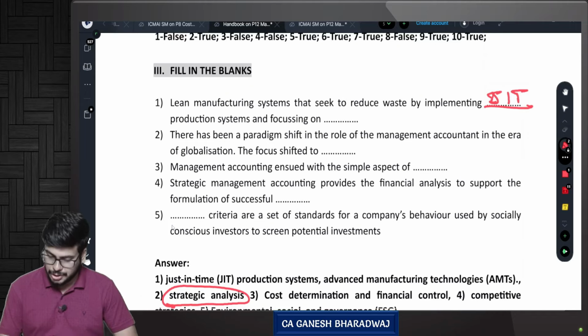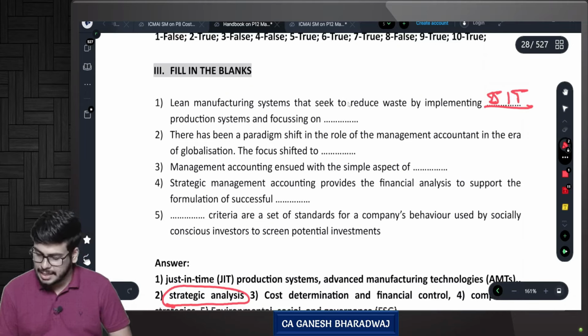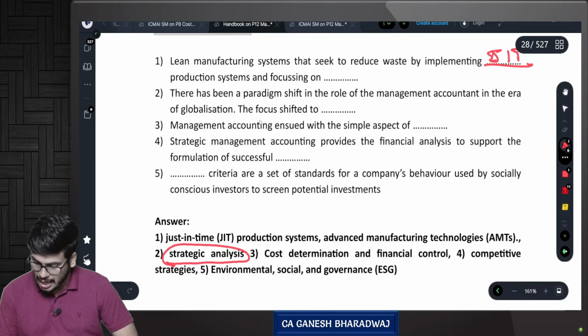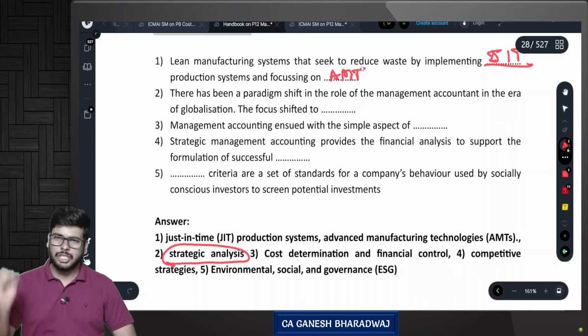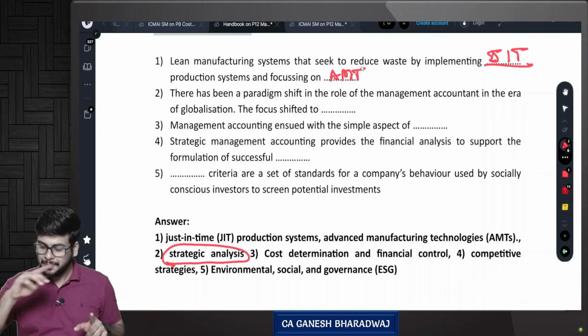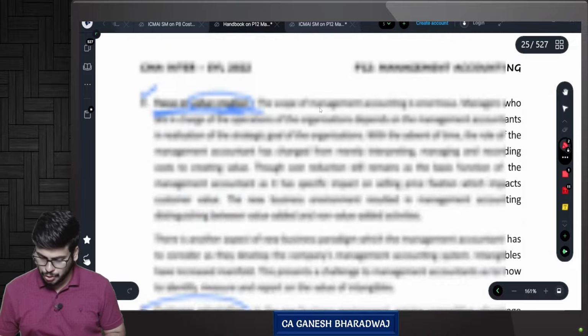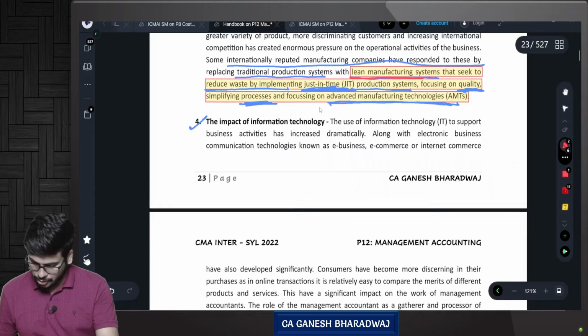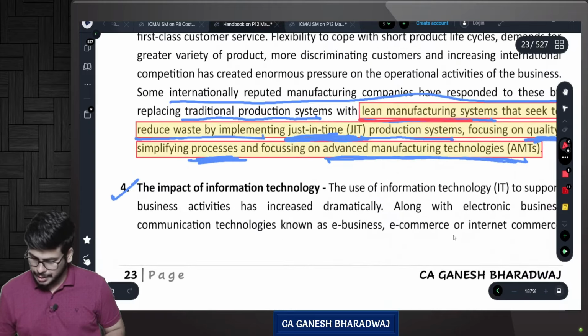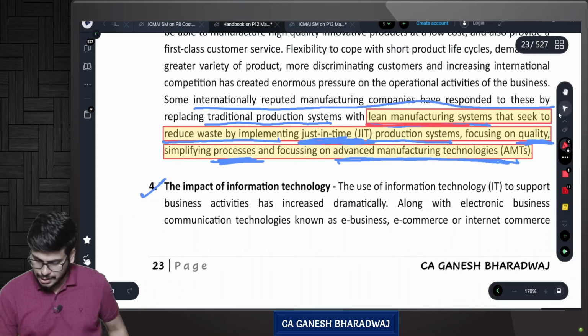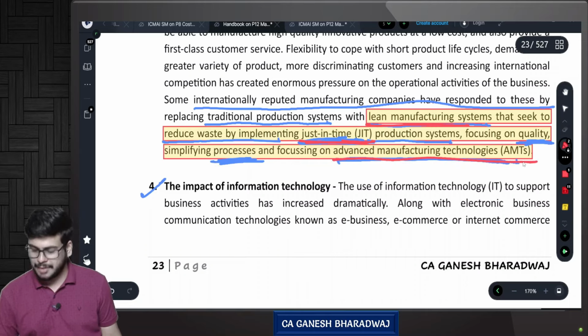I think I have not finished this. Lean manufacturing systems that seek to reduce the waste by implementing JIT production system and focuses on what? Advanced management technologies. So we saw this line earlier. One second, if you want, I will show it to you once again. Look at this. On page number 23, lean manufacturing systems that seek to reduce the waste by implementing the just-in-time production system focuses on quality, simplifying processes, and focusing on advanced manufacturing technologies.